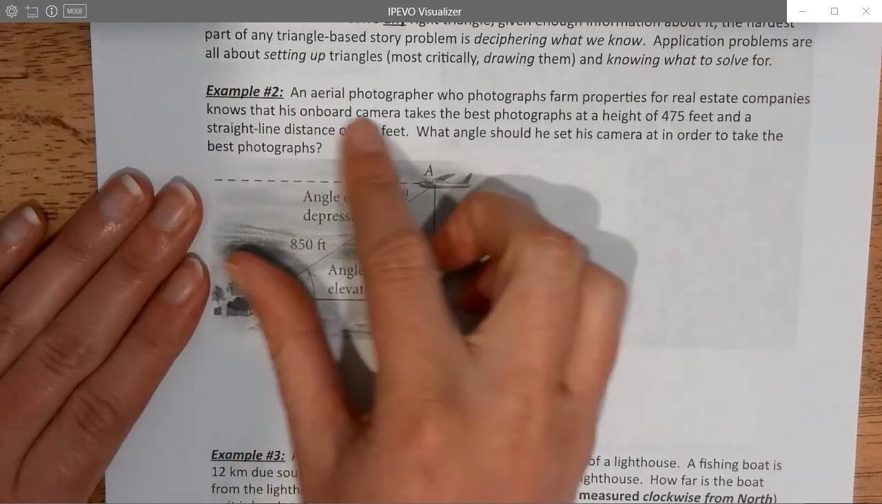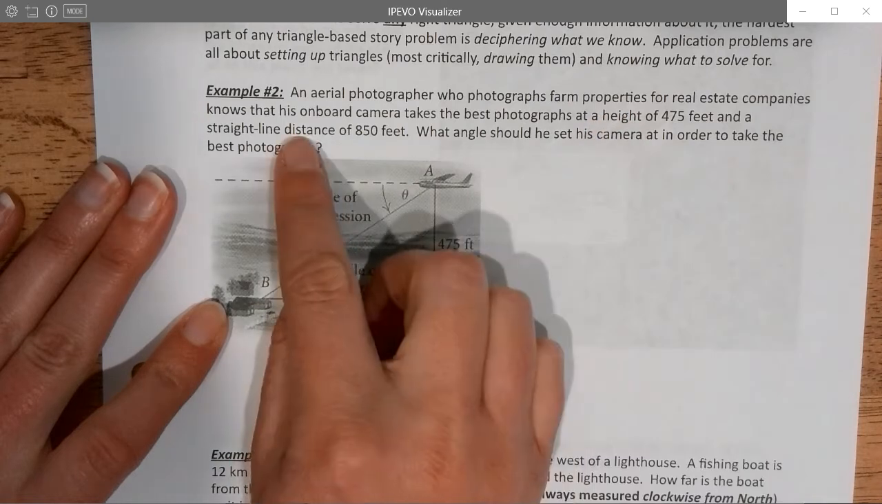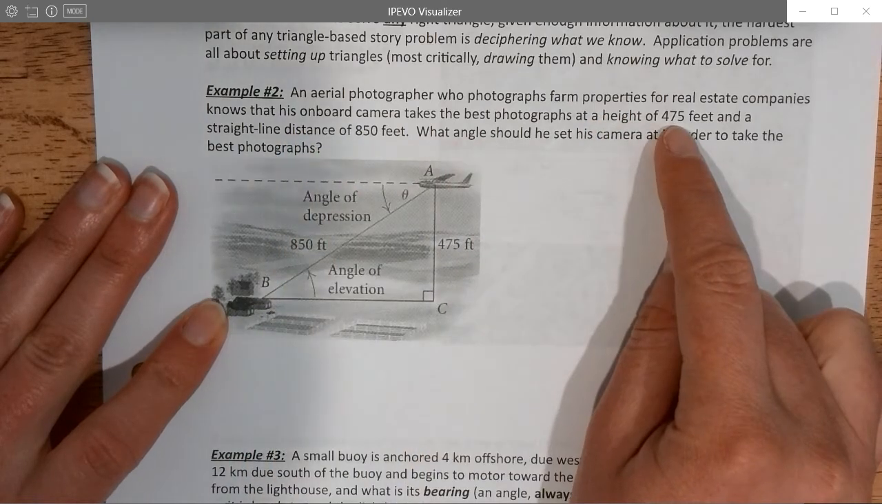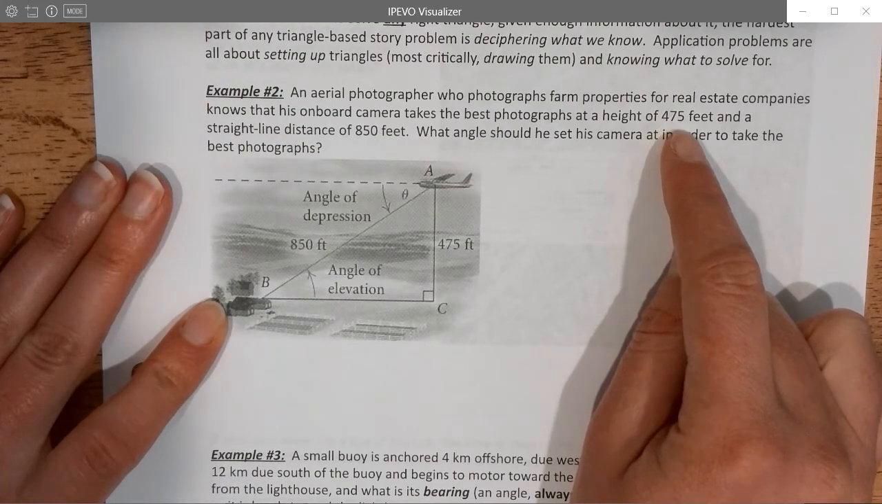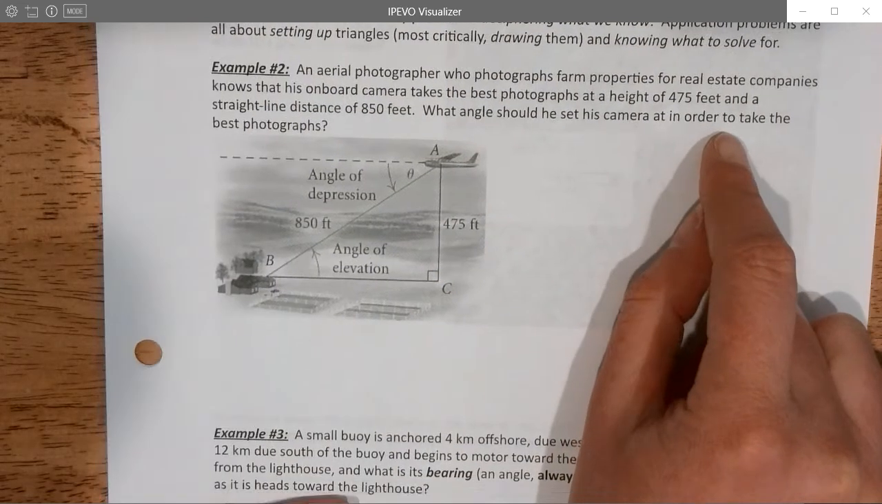An aerial photographer who photographs properties for real estate companies knows that his onboard camera takes the best photographs at a height of 475 feet and a straight line distance of 850 feet. What angle should he set his camera at in order to take the best photographs?